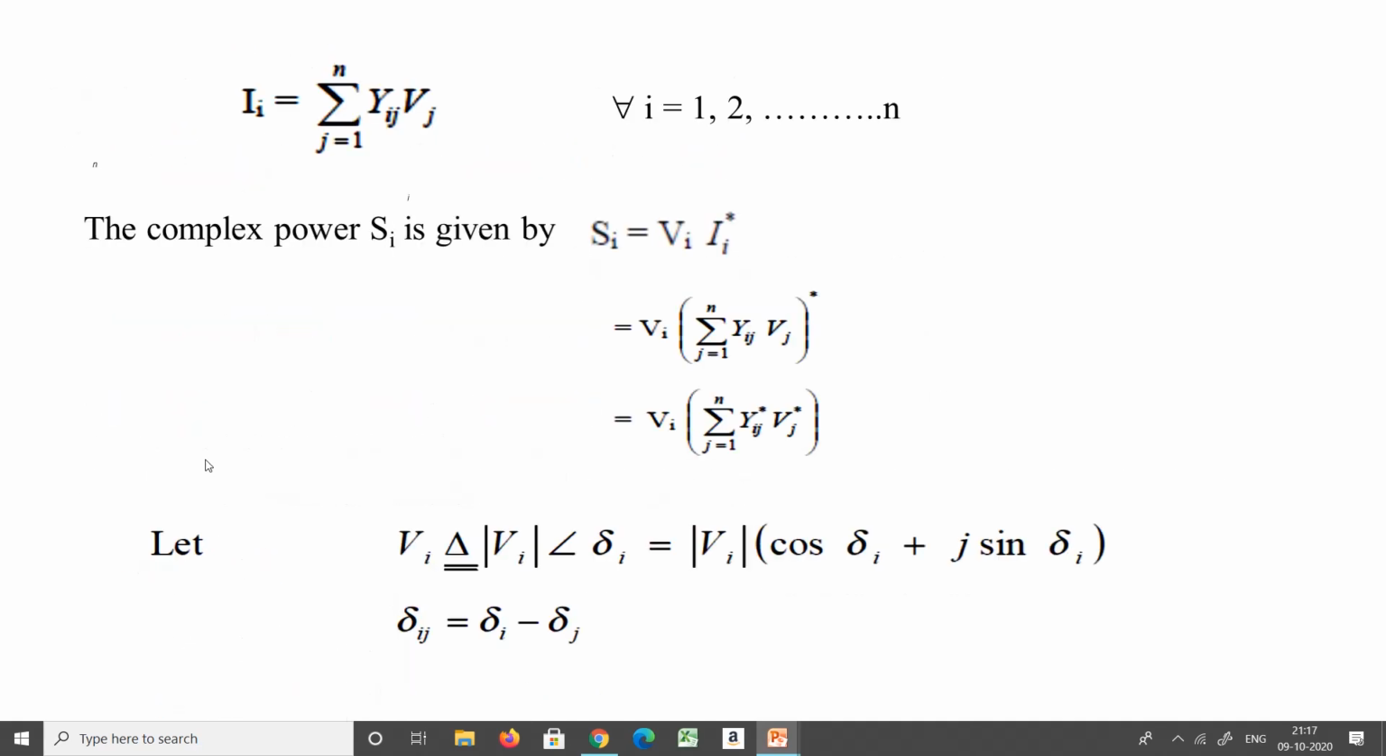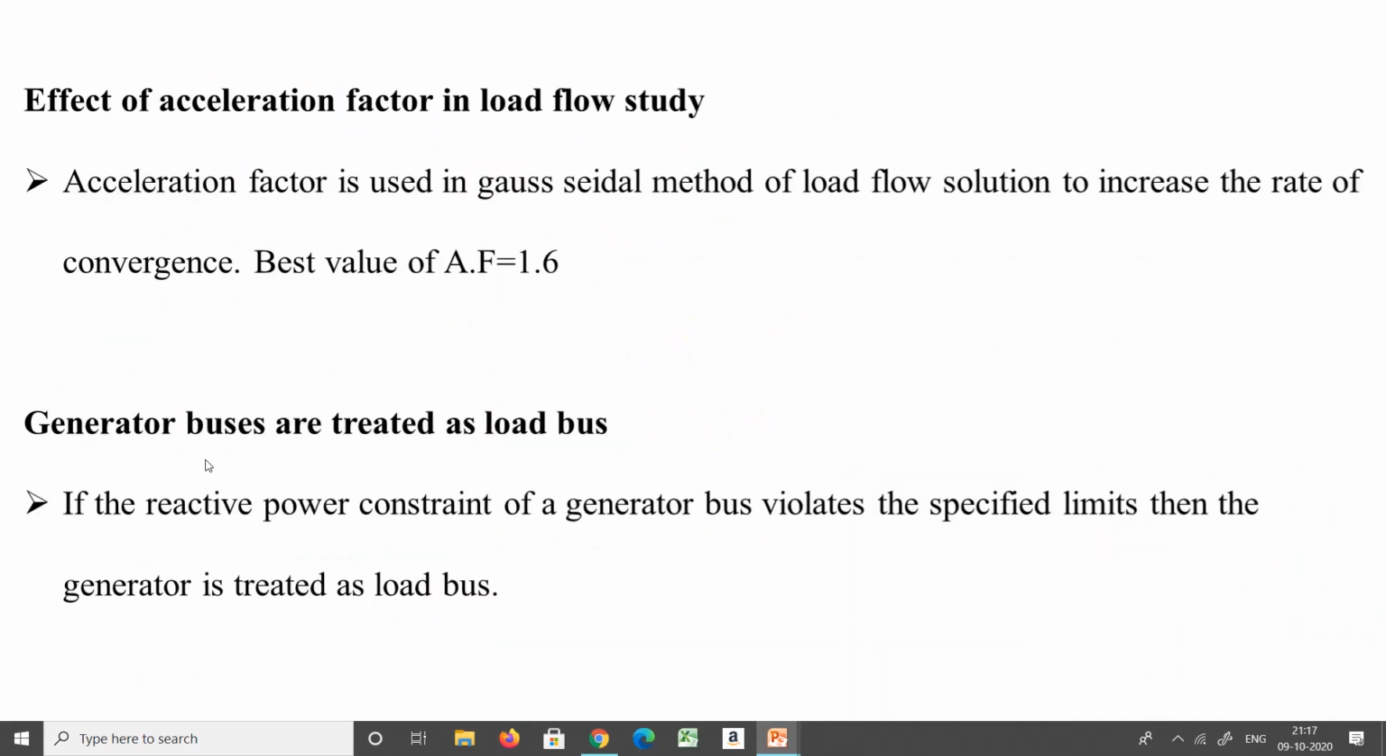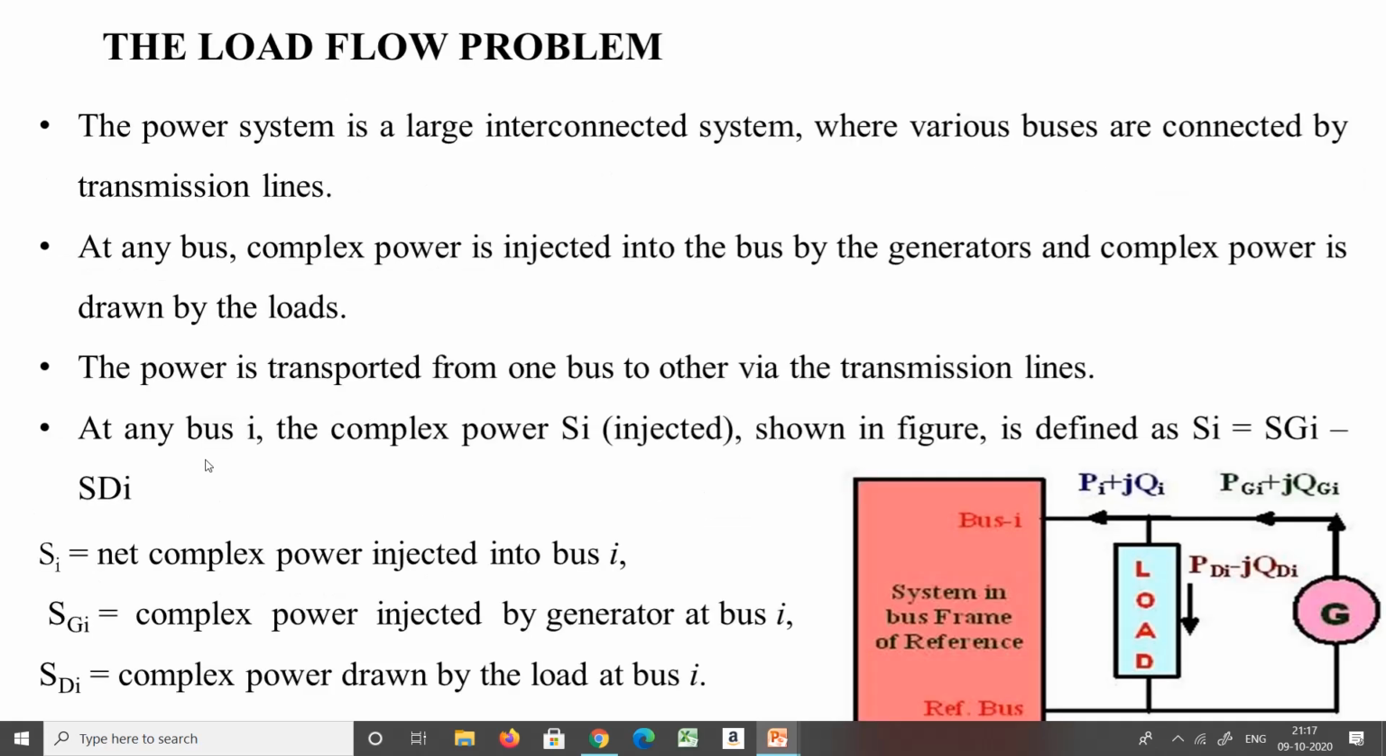One effect of the acceleration factor in load flow study using Gauss Seidel is mainly to increase the rate of convergence. Similarly, for a generator bus there is a specified limit, and the generator is treated as a load bus if the reactive power constraints are violated. And next is the load flow.